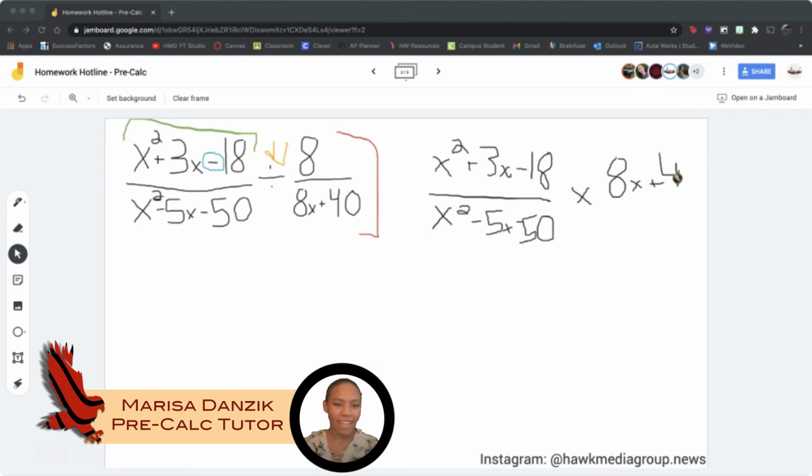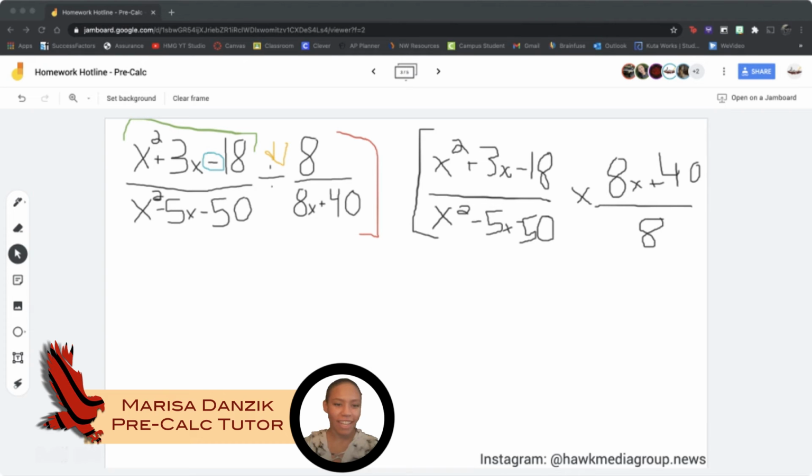If I can use the Jamboard correctly. Okay, so now you have to factor out any common factors or the greatest common factor, or just factor the quadratic, which I'm going to zoom in here so I can see what I'm doing. So let me just go back, you can see this again.